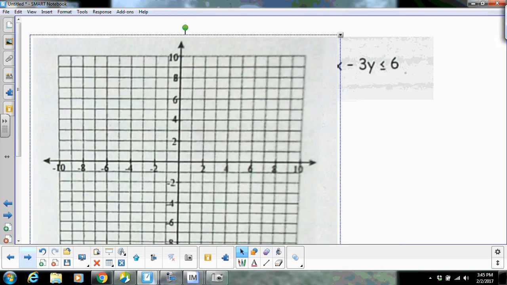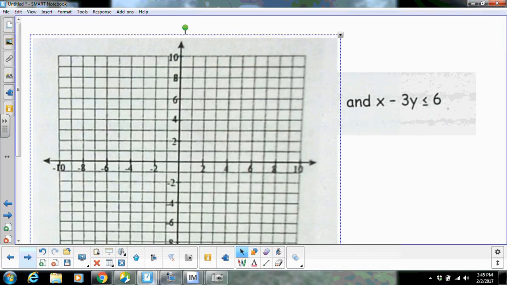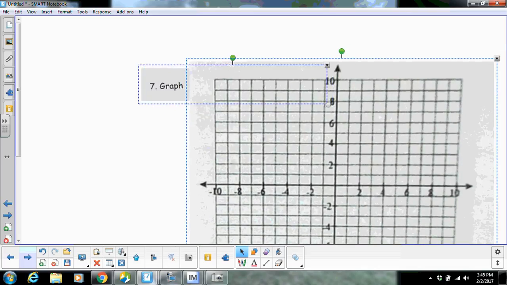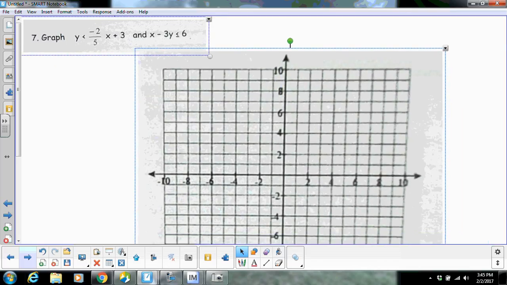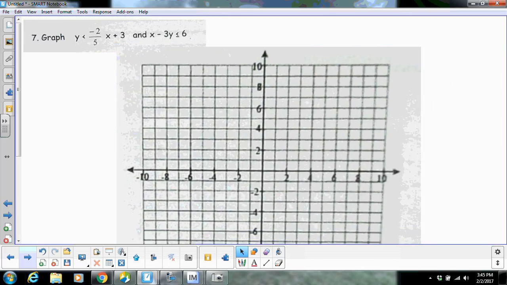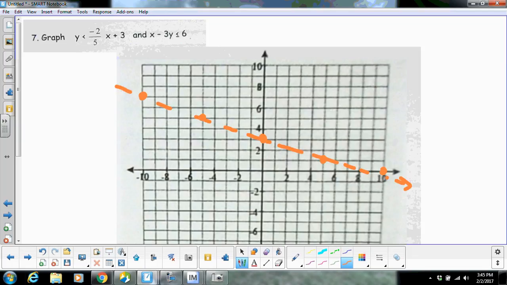All right, number 7 was our graphing an inequality. Okay, so here are my two inequalities. The first one is already in slope-intercept form, so I'm going to start at positive 3. And I'm going to go down 2 and right 5. Remember, I can go up 2 and left 5 as well. Okay, that one's going to be a dotted line. And less than means we would shade below.